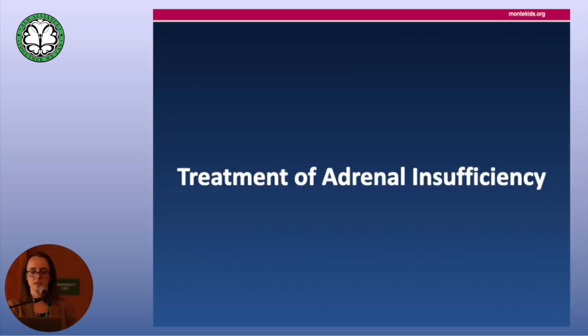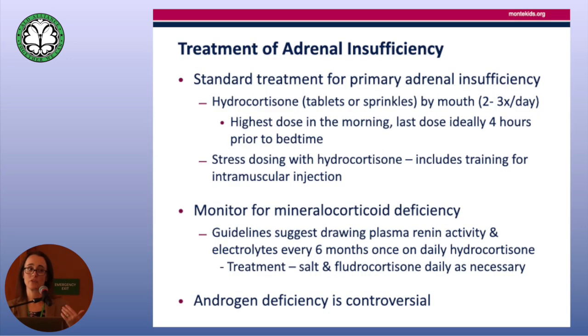So what do we do for treatment? Treatment is the same for adrenal insufficiency for ALD as it is for adrenal insufficiency for pretty much every other disease, with the exception of CAH. So standard treatment is just hydrocortisone. If you need it every day, it's given 2 to 3 times a day, and it depends on the symptoms of the kid. Usually your highest dose is in the morning, and then you start going down on the doses as the day goes on. You do need to monitor for mineralocorticoid deficiency.